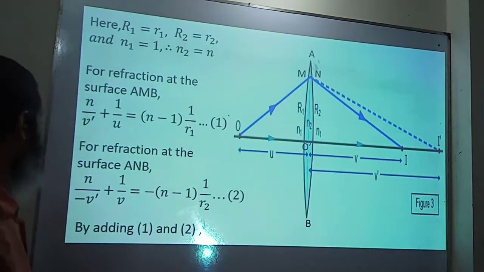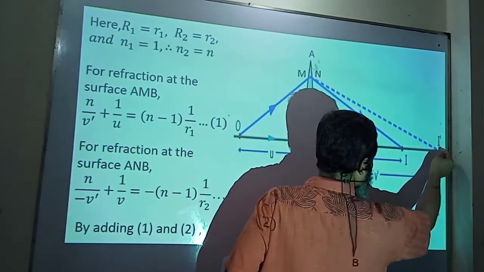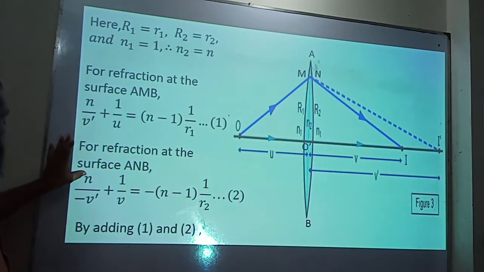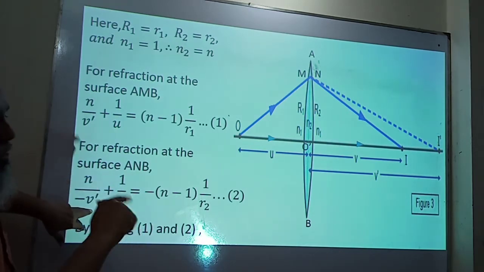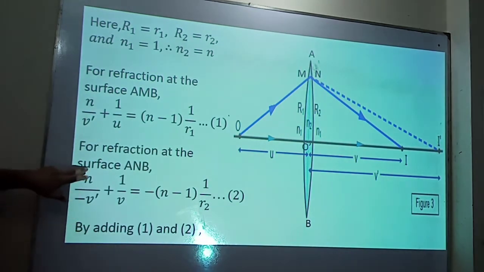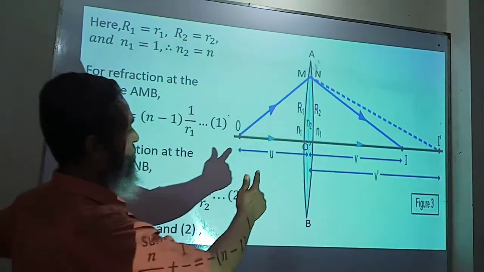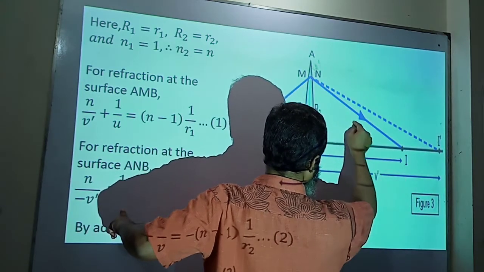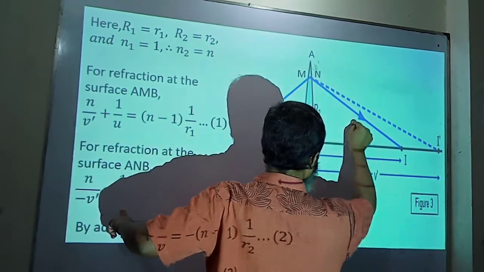Why n/(-v')? Because here the object is in the lens, so it is the refractive index of the material divided by the distance of the image or object. Here the object is in the material, so that is n/(-v') plus 1/b. Why 1/b? Because here this is the image, and the image is in the air. Here the refractive index of air is 1.